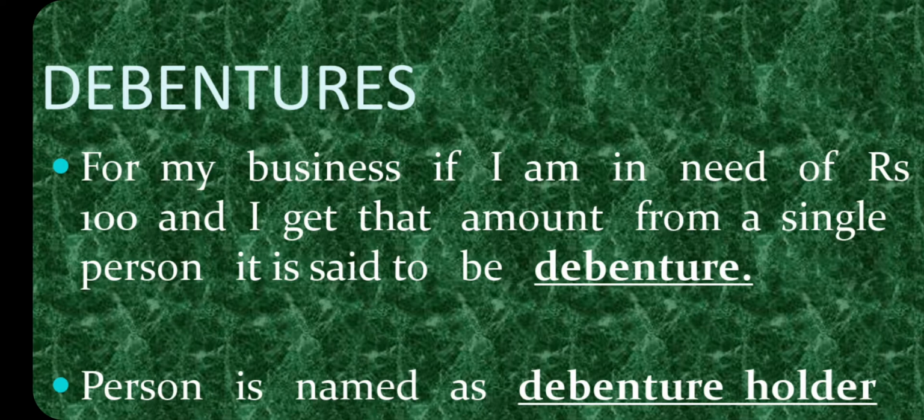But 100 rupees is not sufficient for a business; we have to assume it as 100 rupees. For my business, if I am in need of rupees 100 and I am going to get that 100 rupees from a single person, that single person may be my friend or a relative or a family member. Whomever it may be, no problem. The person who is going to give me that 100 rupees is called a debenture holder.